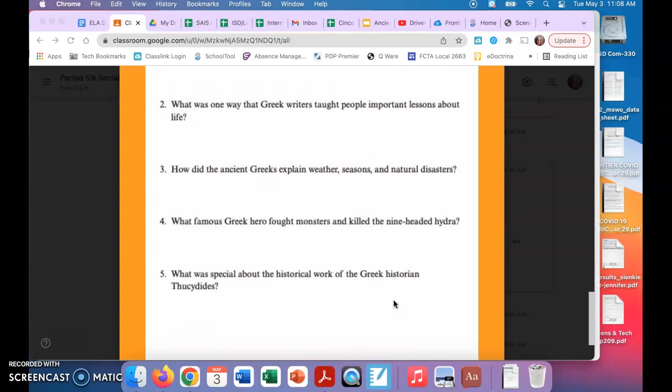Number 4, what famous Greek hero fought monsters and killed the 9-headed Hydra? Again, go back and look in the reading. And then number 5, what was special about the historical work of the Greek historian Thucydides?